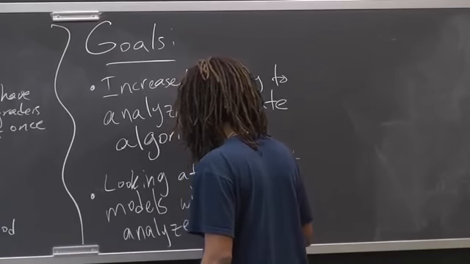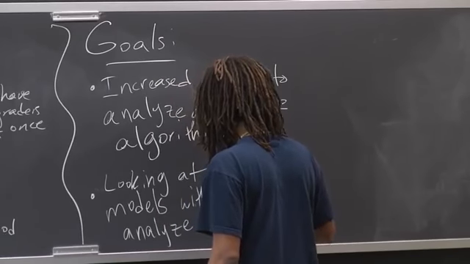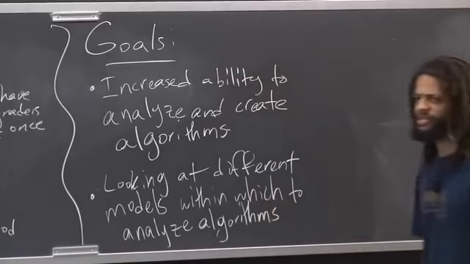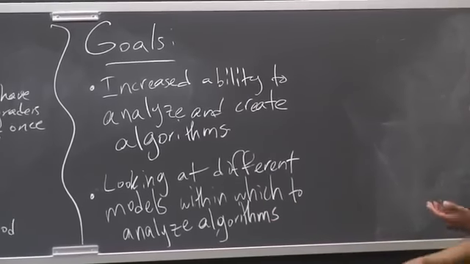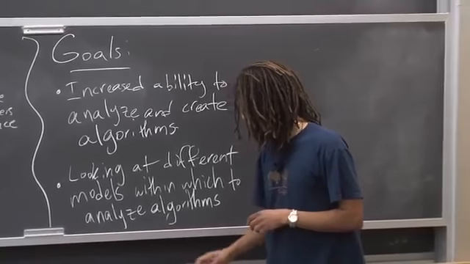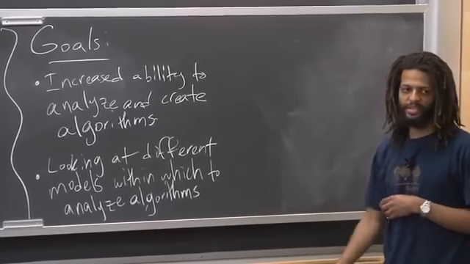So in 124, we usually just looked at, say, running time. And running time, we didn't really ever define it. It was just the number of steps of the algorithm. And we also looked at memory, minimizing the amount of memory used by the algorithm. But here, there will be other parameters that we'll look at as well.